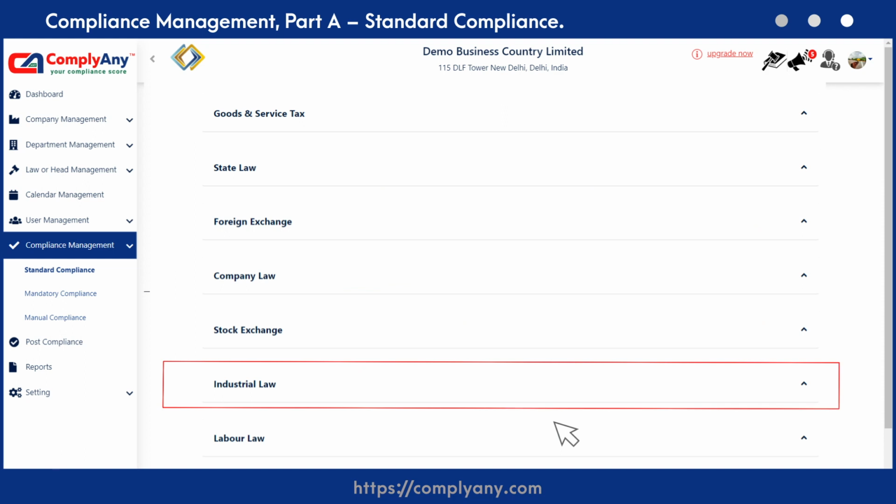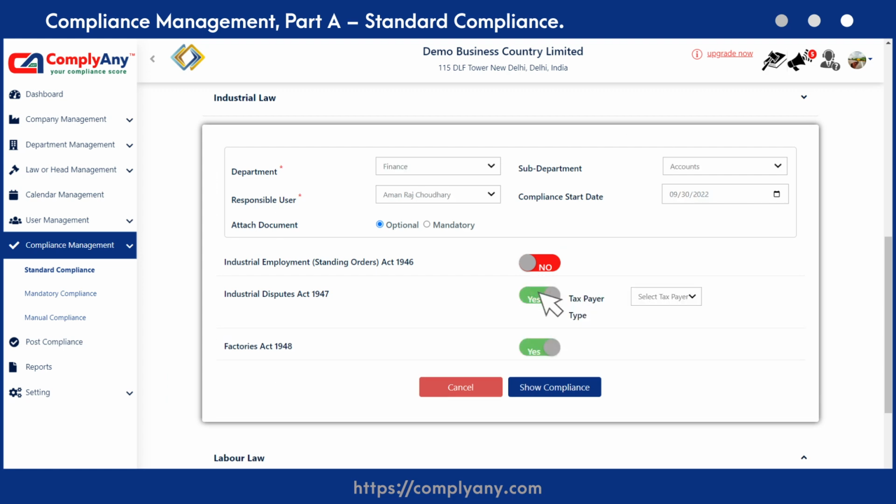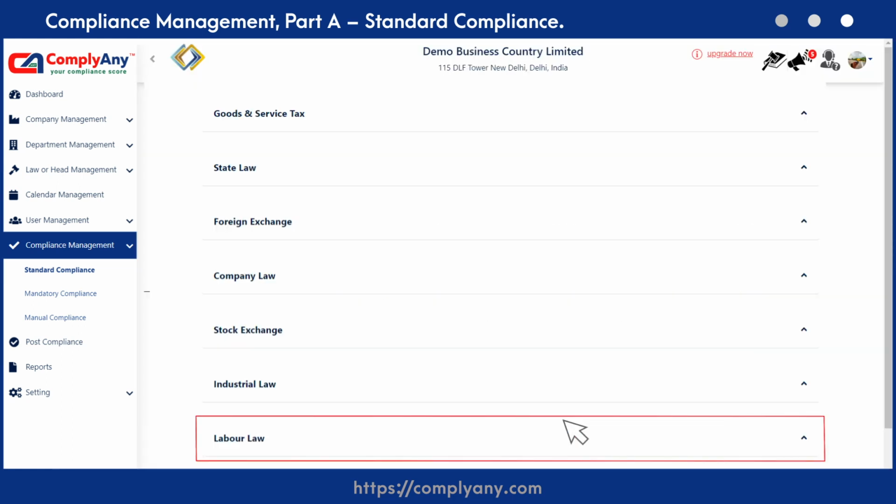If industrial law is applicable, generally in the case of factories, open industrial law. Select parameters, select applicable law and taxpayer type. Click show compliances. Choose standard compliance and confirm. Now open the labor law tab.